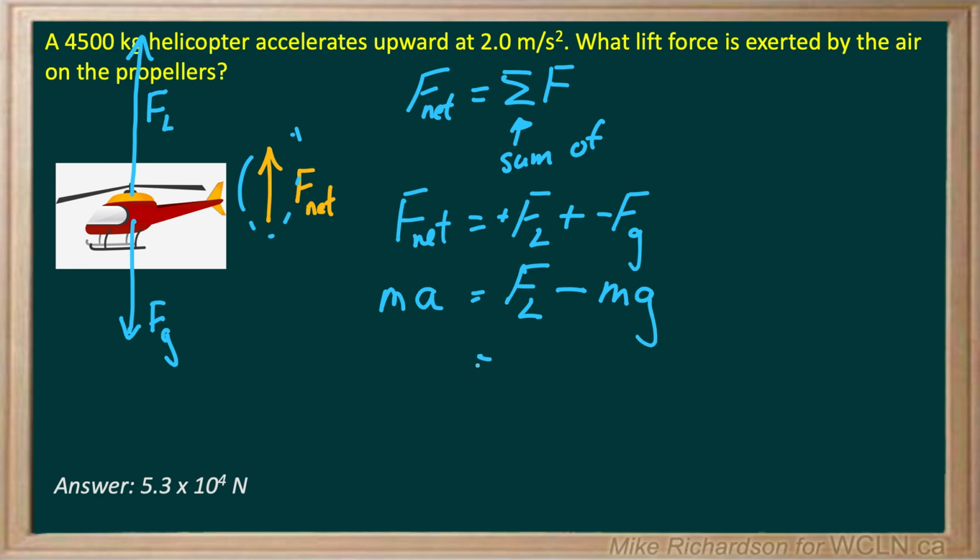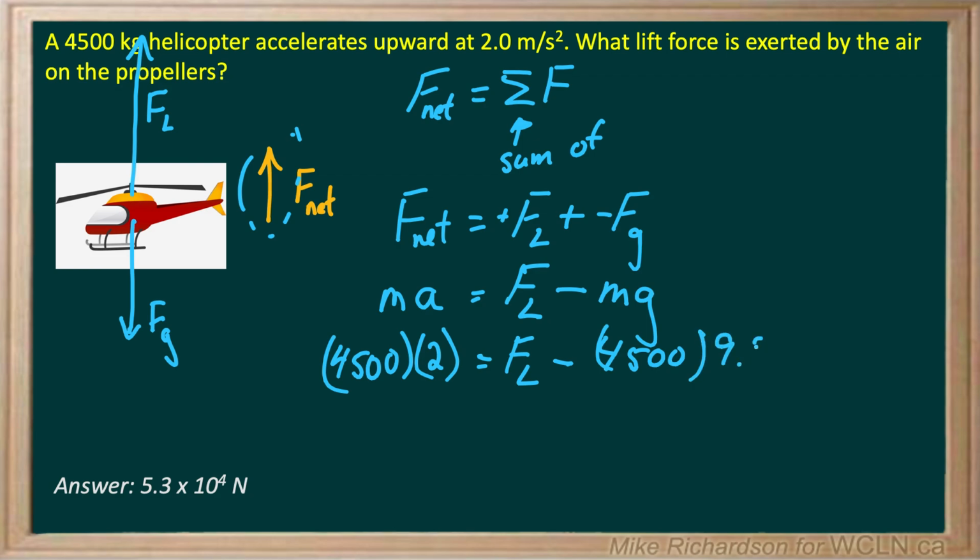So when we go through this, I've got my mass of the helicopter, 4,500. It's accelerating upwards with an acceleration of 2 meters per second squared. We're trying to find F lift, and mg will just be 4,500 times 9.8.